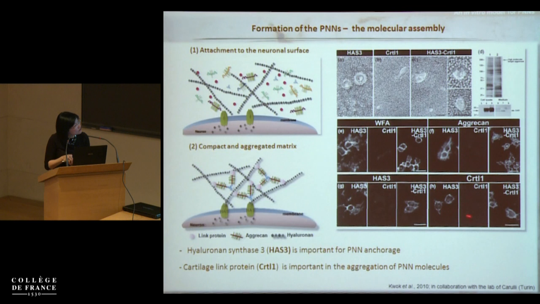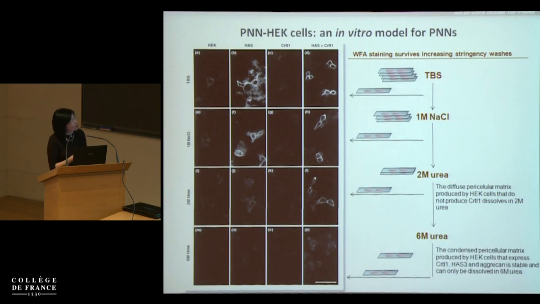These are all live staining of WFA, aggrecan, hyaluronan synthase, and link protein. What you are seeing here is that by stably transfecting these two molecules, we were able to create perineuronal nets on the cell surface in a very robust cell type, the human embryonic kidney cells. And these cells are also behaving very much like perineuronal nets. So what we are doing here is washing these cells with different buffers. This is TBS, this is 1 molar sodium chloride, this is 2 molar urea, with increasing concentration of urea here.